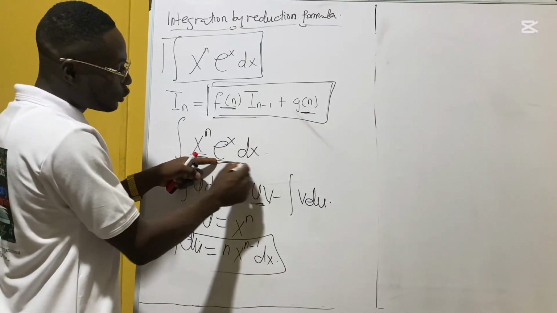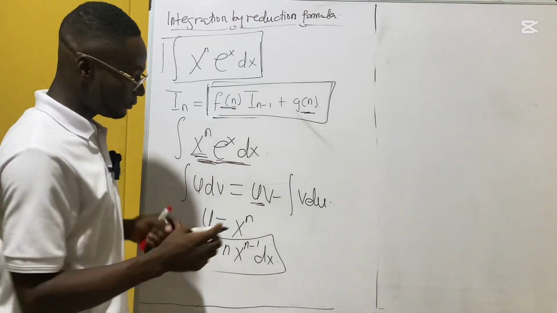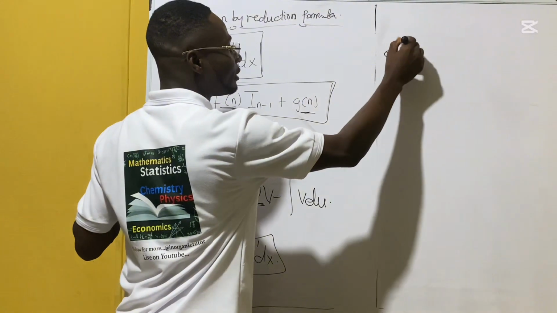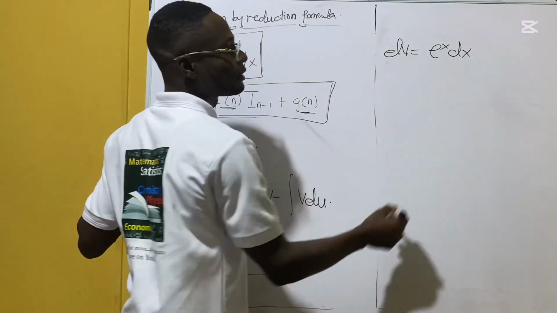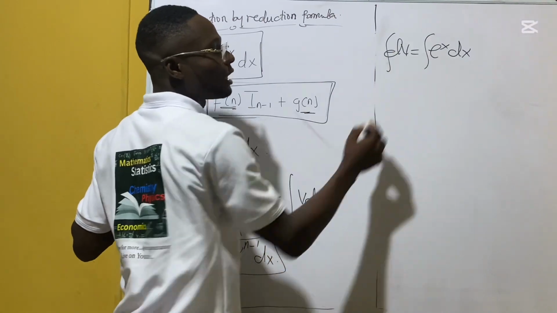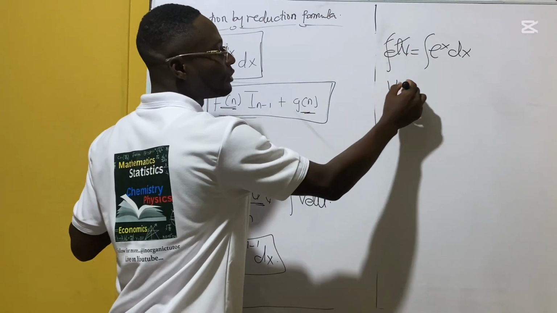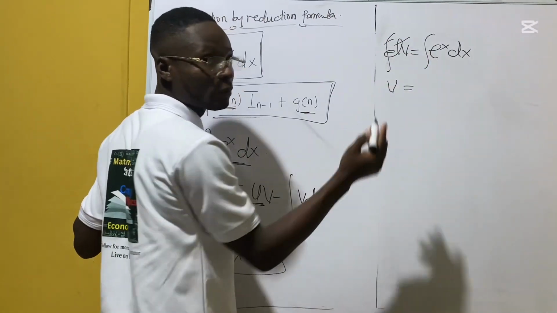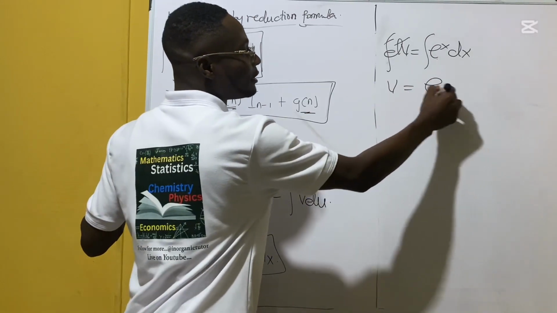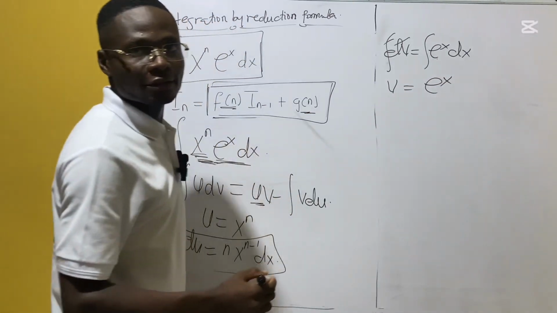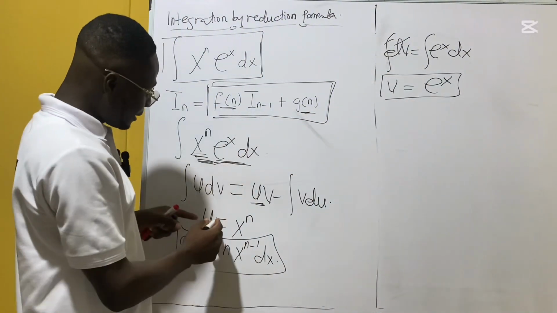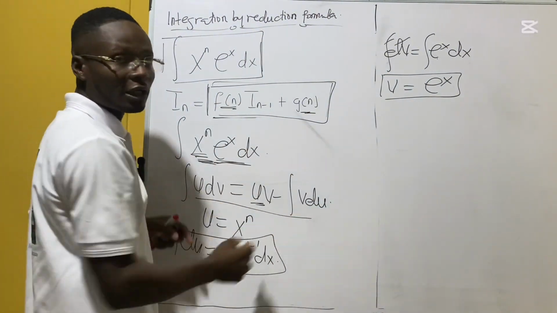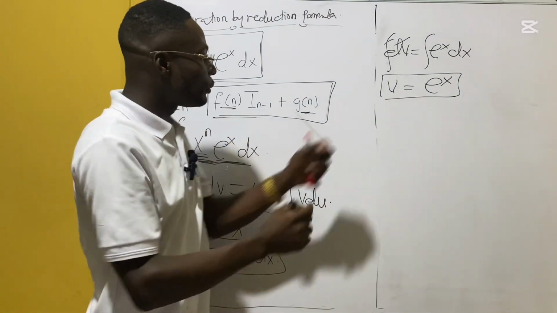Let's consider these two functions as our domain. So our domain here is going to be e^x dx. Integrating both sides, we have v equal to the integral of an exponential function, which is the same e^x. So now we have all the parameters. Let's substitute into the formula.